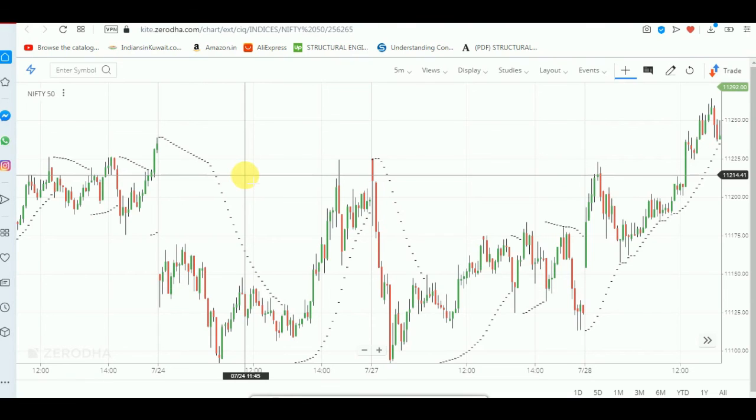So now let us see some of the successful trades and some of the failed trades based on this parabolic SAR, so that people can understand clearly how it works in different kinds of price movement.